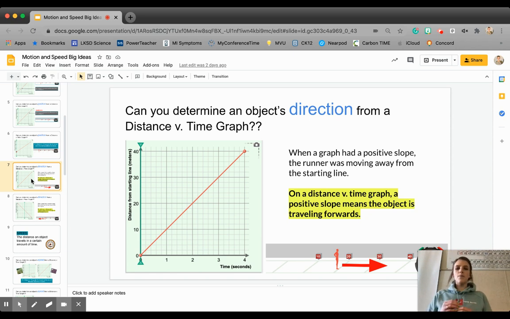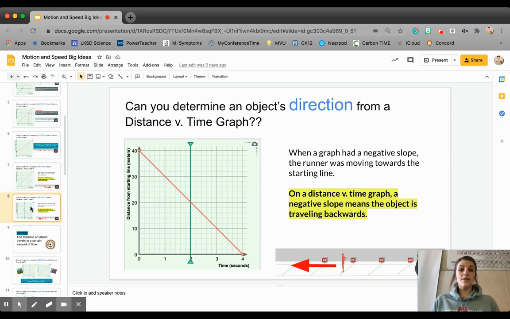If the line is sloping in a positive direction, which means it goes up and to the right, so it looks like this, that means that the object is traveling in a forwards direction. So as time goes on, the object is getting farther and farther away from the origin or the starting line. A graph can also have a slope that looks like this, where it is going down as it goes to the right. That's called a negative slope. And that means that the object is traveling backwards. So as time goes on, the object is getting closer and closer to that 0 mark, okay?